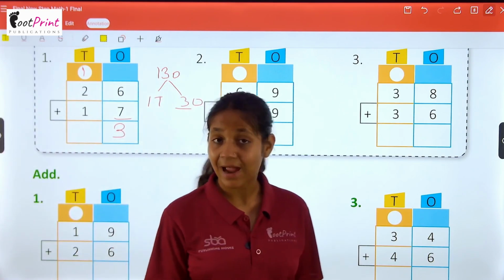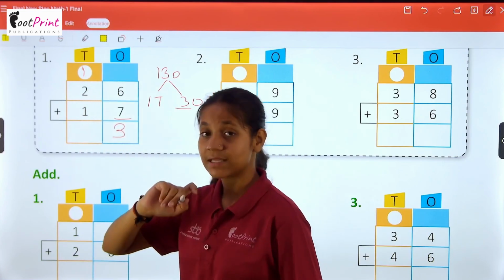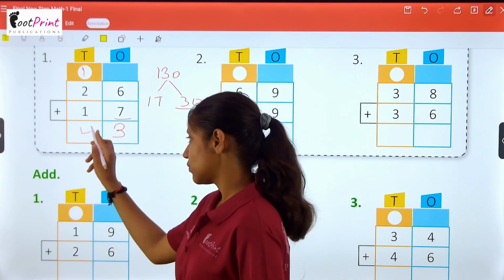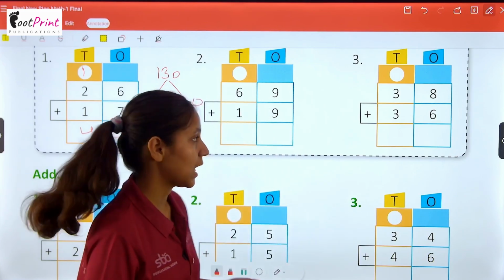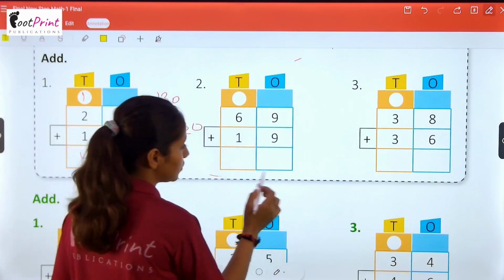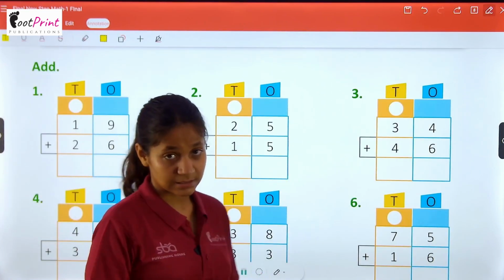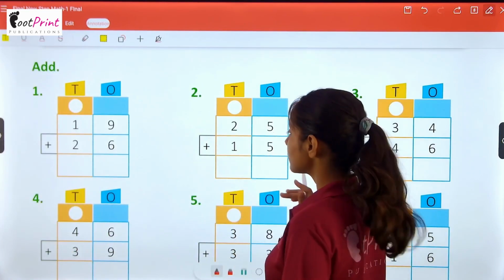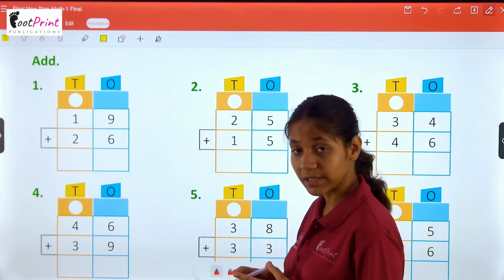Now simply add the tens. 2 tens plus 1 ten plus 1 ten. That is 4 tens. So as the answer, as a sum, we get 43. Now simply you have to do these questions by yourself. Now this is the exercise of adding. Here again the sums are for regrouping. So we have to do regrouping here.